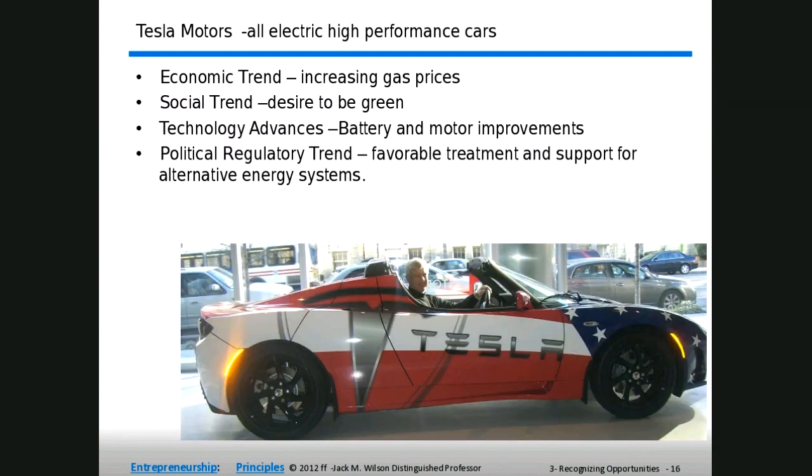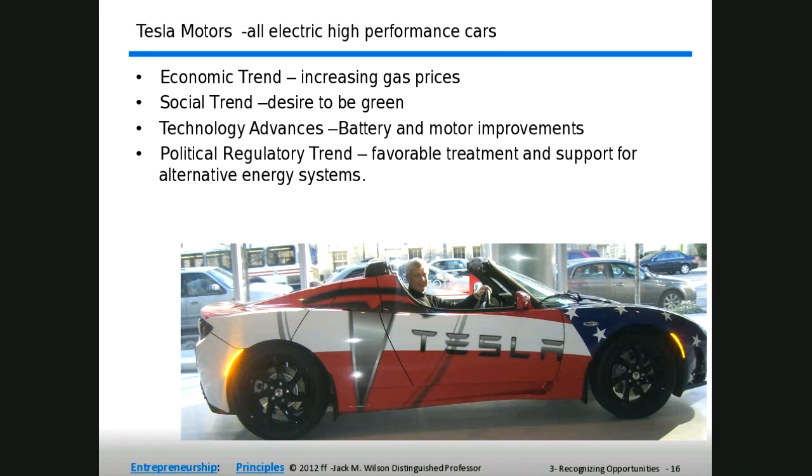Now, an example that I want to pick out of that would be Tesla Motors and their all electric cars. The interesting thing about Tesla, and this was the first Roadster that they released. It's an incredible car. I want to get one. I had a chance to drive it, but I'd love to have one just as a collector. It went after all the forces.